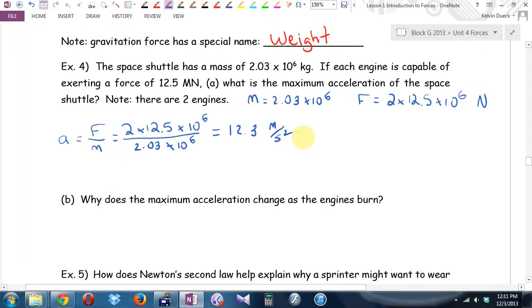B. Why does the maximum acceleration change as the engines burn? Why does the acceleration go up as the engines burn? The mass is changing. Getting bigger or getting smaller? So if acceleration is force divided by mass, if that gets smaller because you're burning fuel, but the engine thrust, the force, doesn't change, what happens to your acceleration? If you divide by a smaller number, what happens to your answer? It gets bigger. Therefore, A increases. So after about 60 seconds, probably now you're feeling around 4 Gs.